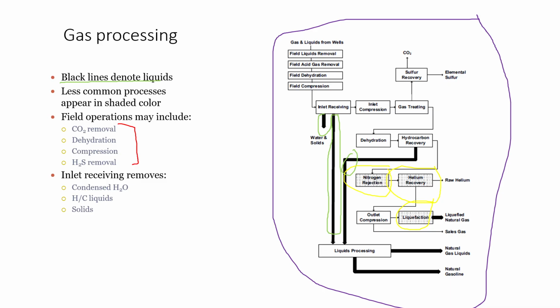And then we have what we call the inlet receiving unit, where you remove solids, you remove condensed water, for example, and you remove some of the hydrocarbon liquids as well. So we're going to talk about these details later on step by step, but this is the stream from the point where you start with the gas or liquid from the wells to the point where you start to produce natural gas liquids and natural gas as well, the CH4, the one that you use at home, for example, as an end user.